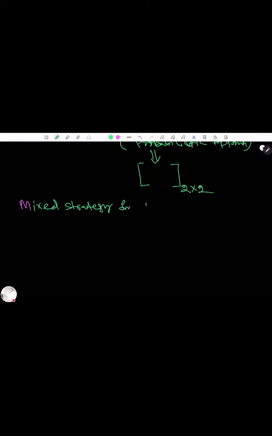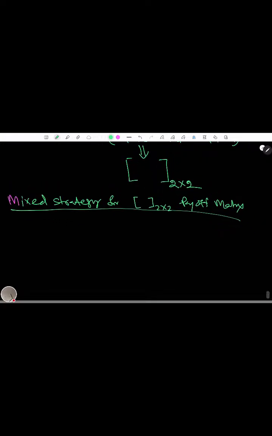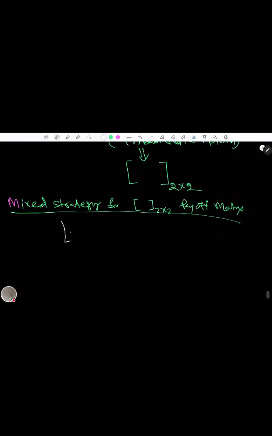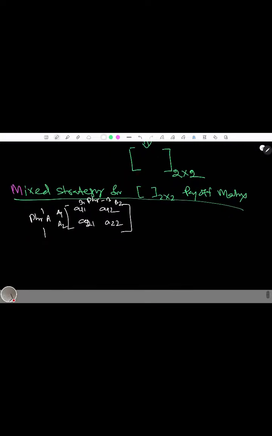So my next heading is the mixed strategy for a 2x2 payoff matrix. Suppose you are given a 2x2 payoff matrix, consider a11, a12, a21, a22. This is for your player A, this is for your player B, with B1, B2 and A1, A2. Now suppose there is no saddle point.